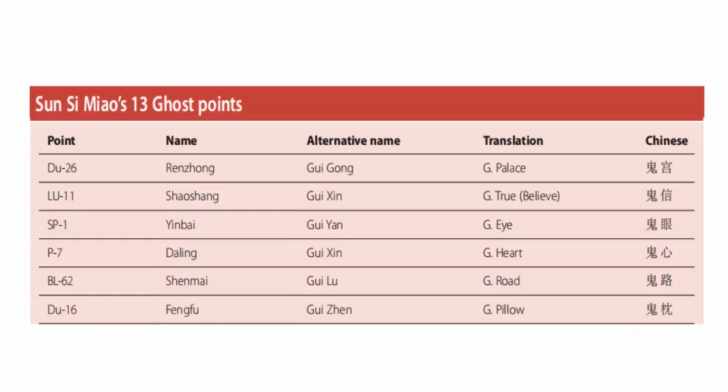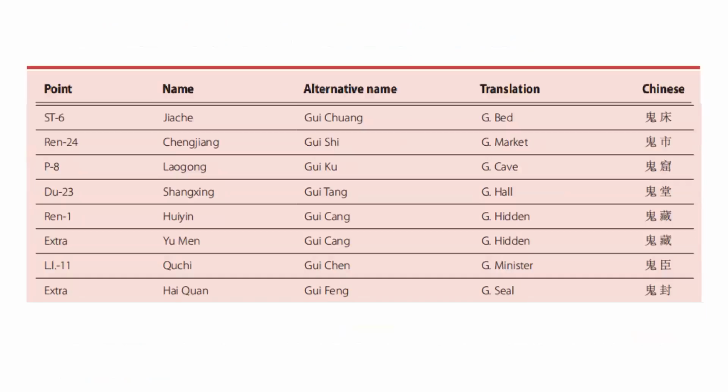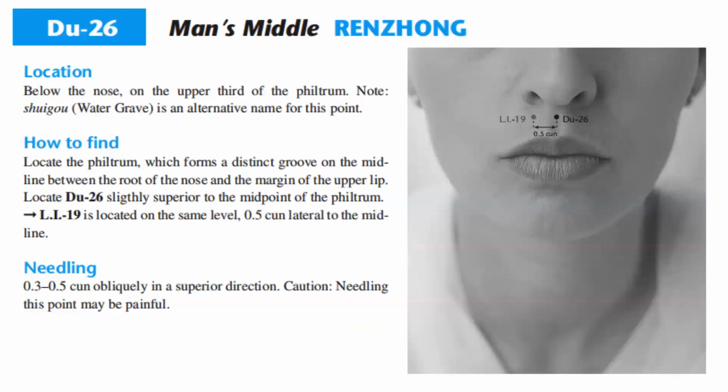So we have the 13 ghost points: DU 26, Lung 11, Spleen 1, Pericardium 7, Bladder 62, DU 16, Stomach 6, REN 24, Pericardium 8, DU 23, REN 1, the extra point Human, LI 11, and the extra point Hai Quan.